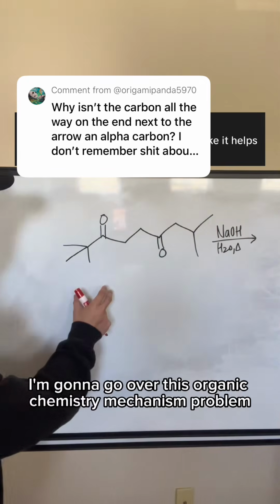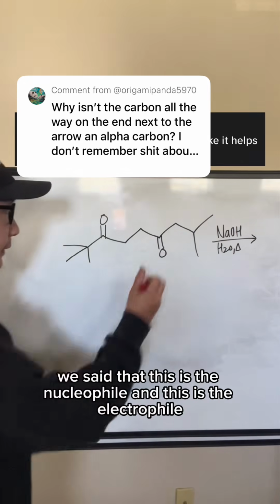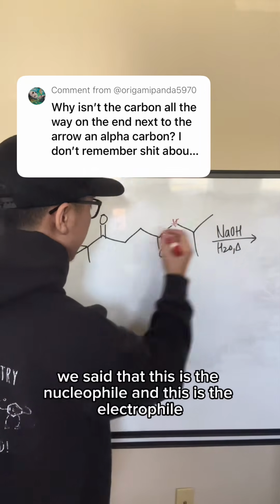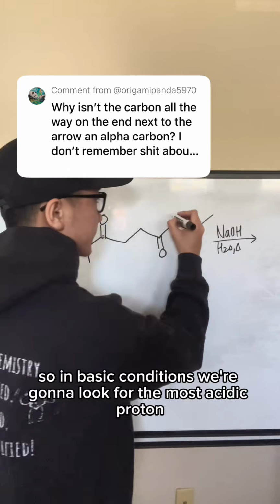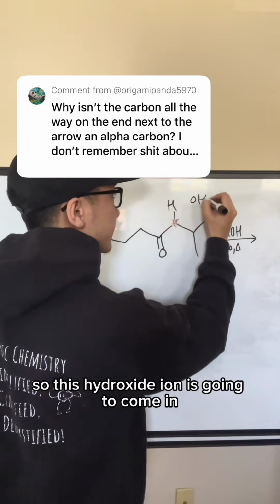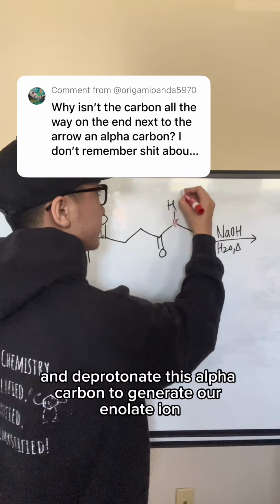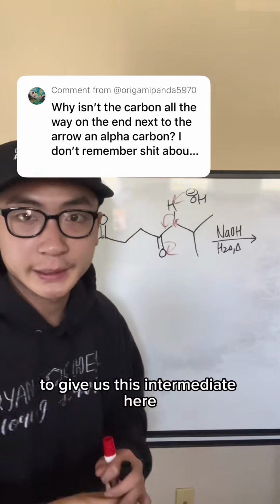I'm going to go over this organic chemistry mechanism problem, where in the previous video, we said that this is the nucleophile and this is the electrophile. So in basic conditions, we're going to look for the most acidic proton, which is going to be specifically this alpha proton here. So this hydroxide ion is going to come in and deprotonate this alpha carbon to generate our enolate ion to give us this intermediate here.